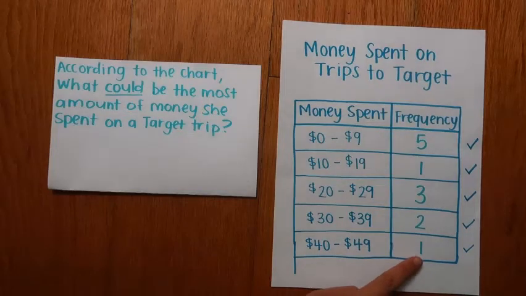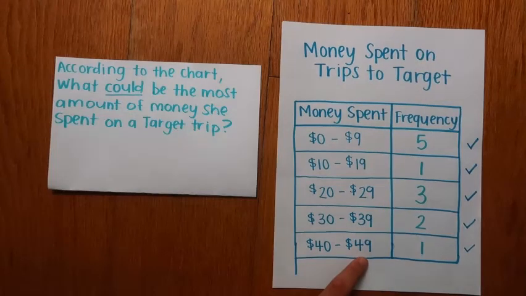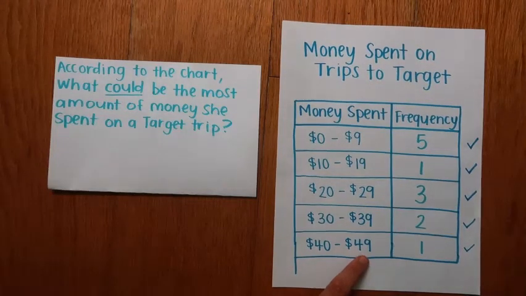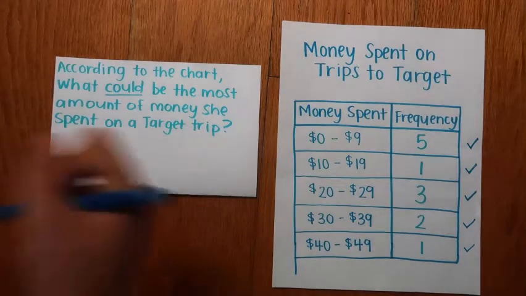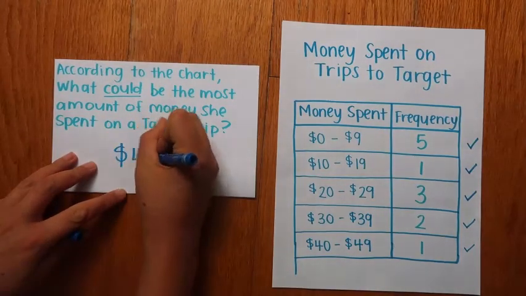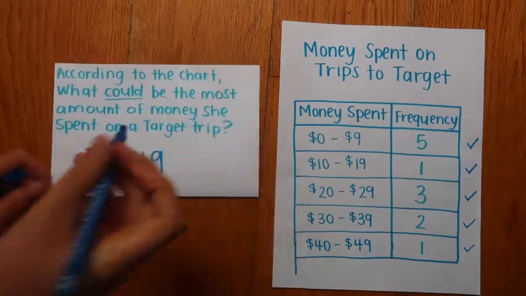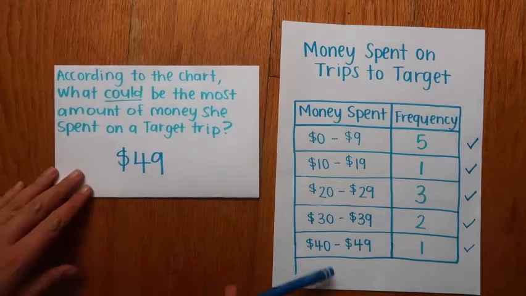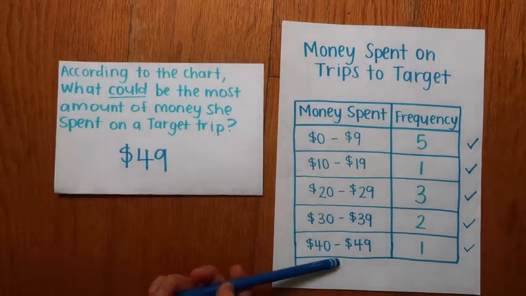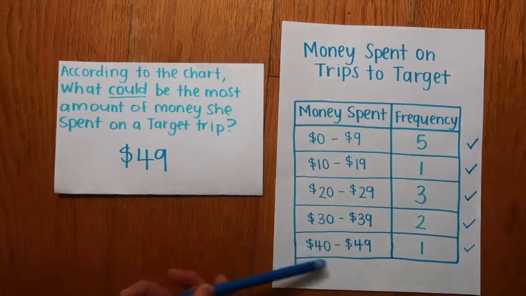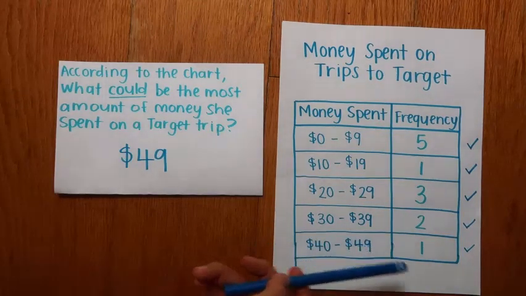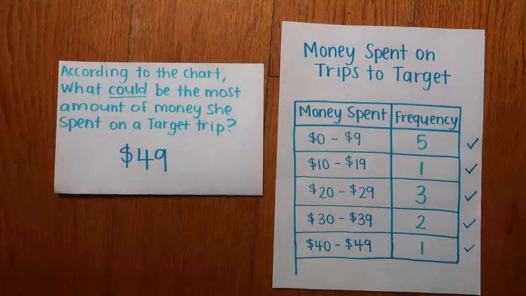So the most amount of money she could have spent to still be in this area would be $49. Because if she spent $50, that would bring us to another section. So the most amount of money she could have spent, according to this chart right here, would be $49. We don't know if she actually spent that much, but we do know that, according to this chart, that's the most she could have spent. To still be included in this range right here, with that 1, 49 is the most she could have spent.